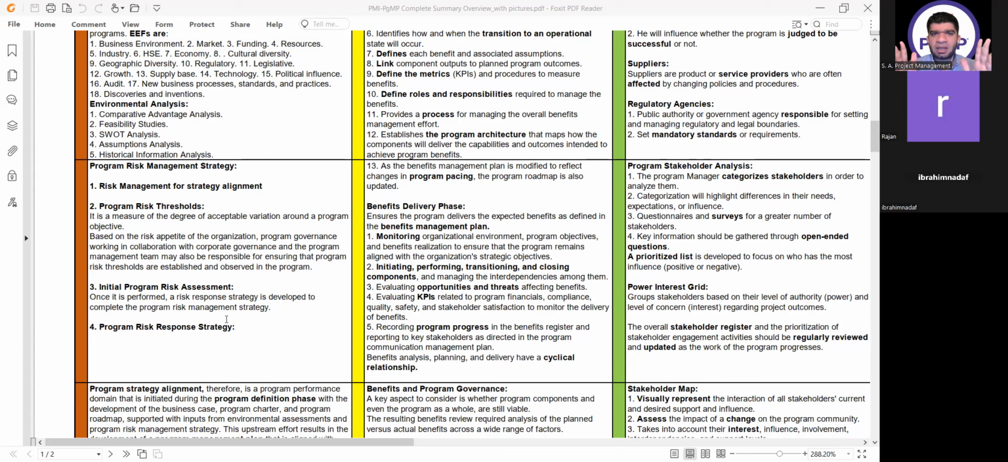And the risk can be identified at any phase or any level of the program. Whether you are in the program delivery phase or program closure phase, whenever you identify a risk, it will go to the risk register. Okay, that is a key concept to keep in mind.